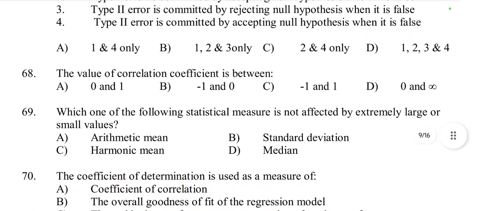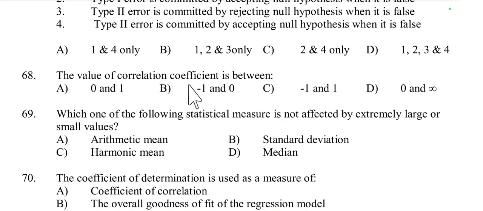Then question number 68. The value of the correlation coefficient is between 0 to 1, minus 1 to 0, minus 1 to 1, or 0 to infinity. The value of the correlation coefficient is between minus 1 and plus 1. So option C is right, minus 1 and plus 1.